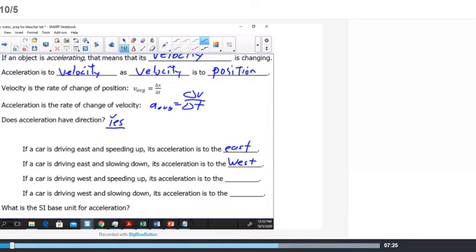But I want you to be careful. Backwards again implies a direction. So it's good. I'm glad you're making the connection that acceleration has a direction. I just want to be careful with how we understand what that direction is.